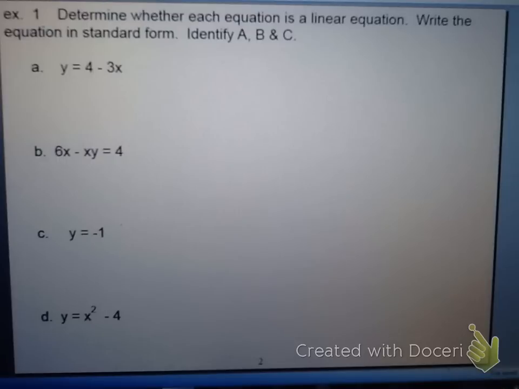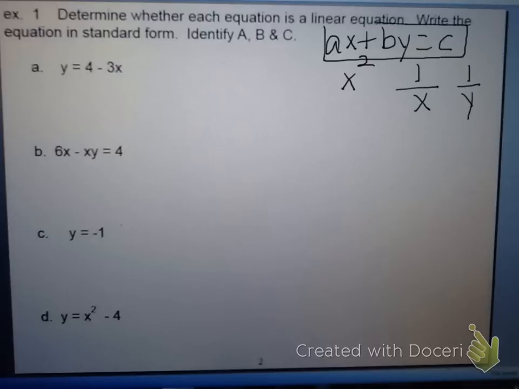Example 1, determine whether each equation is a linear equation. Write the equation in standard form, identify a, b, and c. So if it is in this form, ax plus by is equal to c, or if you can make it look like this, then it is a linear equation. For example, you cannot have an exponent. Either x or y cannot have an exponent. X cannot be in the denominator, or y cannot be in the denominator. All of those would not be in this form of ax plus by is equal to c.